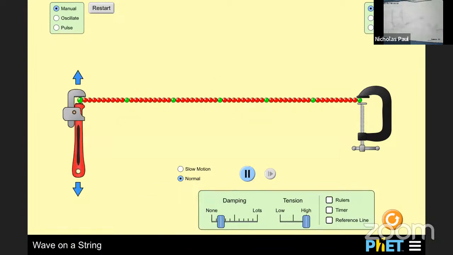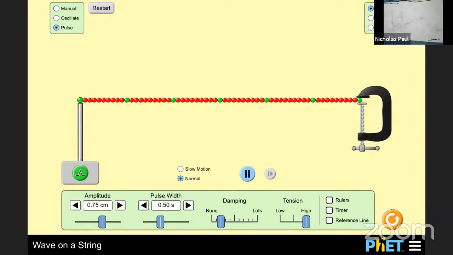Here you have a string. The string is fixed at one end, right? One end here is fixed. So nothing will oscillate at that point. See that green dot? Nothing will oscillate there. If I were to send a pulse, watch what happens to the pulse. See if you could tell me what is happening to the pulse here.